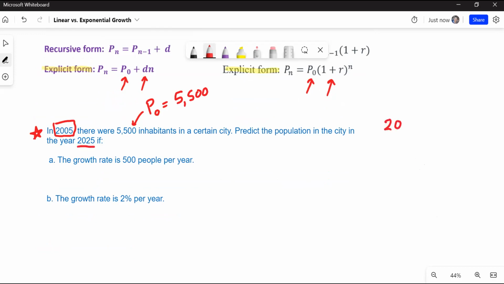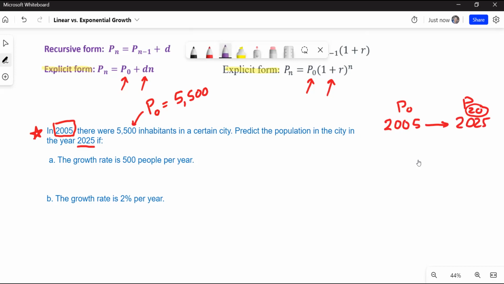So we're thinking about if 2005 is our p naught, sometime later, we're in the year 2025. In fact, that's 20 years later. We will call that p sub 20. In other words, we're going to be concerned with n equals 20. All right, so let's take a look at the two different things that we want to talk about here.